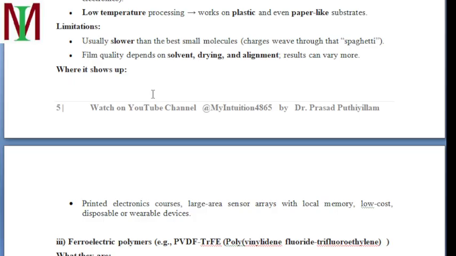Limitations: they are usually slower than the best small molecules. The charges weave through that spaghetti.